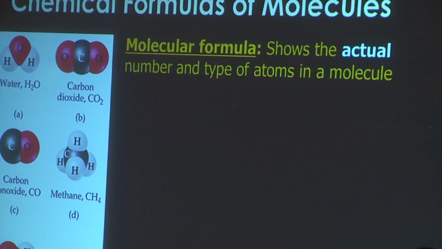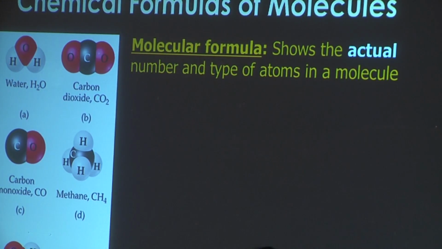There's different types of formula, right? The molecular formula shows the actual number and types of atoms in a molecule. What does that mean?